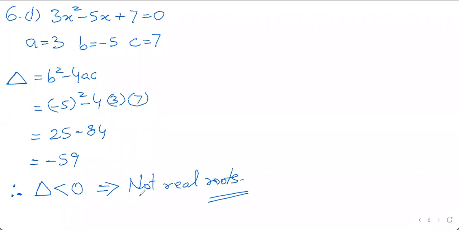Why? Because even if we make a mistake in interpreting the outcome of the nature of the roots, if we write this part, then we are confirming we have understood what we need to check. Our logic, we should be clear about. First, identify A, B, and C. Then calculate the value of delta. Then confirm whether delta is greater than 0, equal to 0, less than 0. And then only say what the roots will be like.